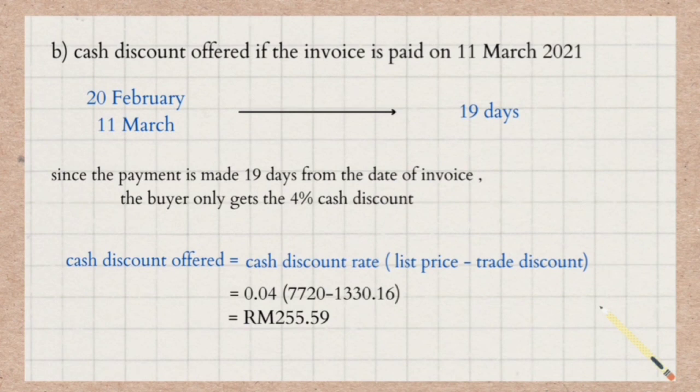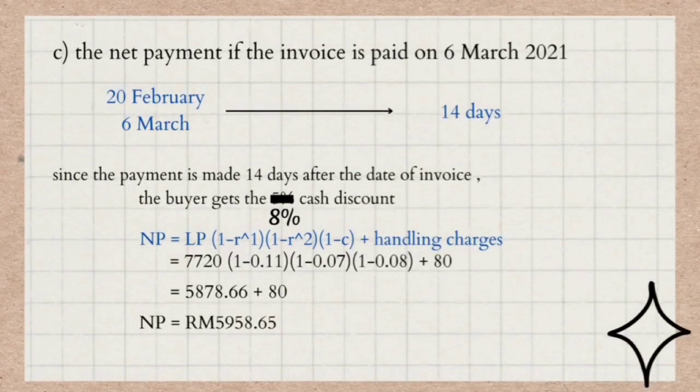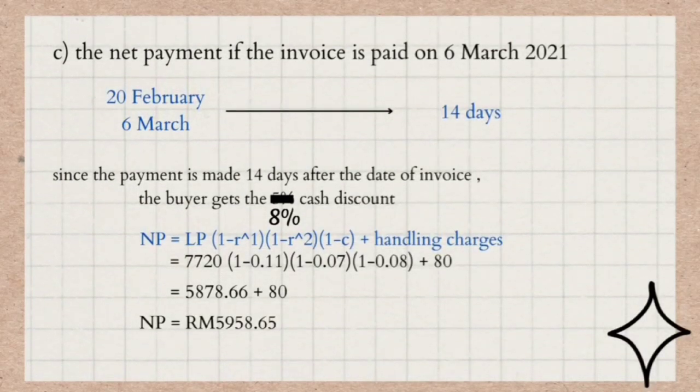The second question is the cash discount offered if the invoice is paid on 11 March 2021. We know 20 February until 11 March is 19 days. Since the payment is made 19 days from the date of invoice, the buyer only gets the 4% cash discount. So the formula is cash discount offered equals cash discount rate times (list price minus trade discount), equals 0.04 times (7720 minus 1330.16), equals RM 255.59.